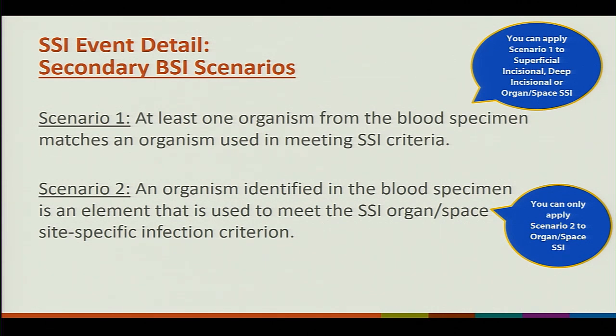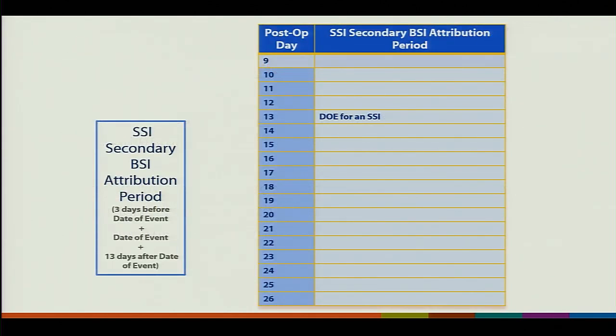Scenario 1 can be applied to superficial, deep, or organ space. Let me give you a picture of how to apply scenario 1. This is just an example. The secondary BSI attribution period for SSI includes your date of event, which is day 13. You have 3 days prior and 13 days after, for a total of 17. This is your scenario 1. These are your 17 days where you can have that matching blood fall here and then assign it and say it's secondary.